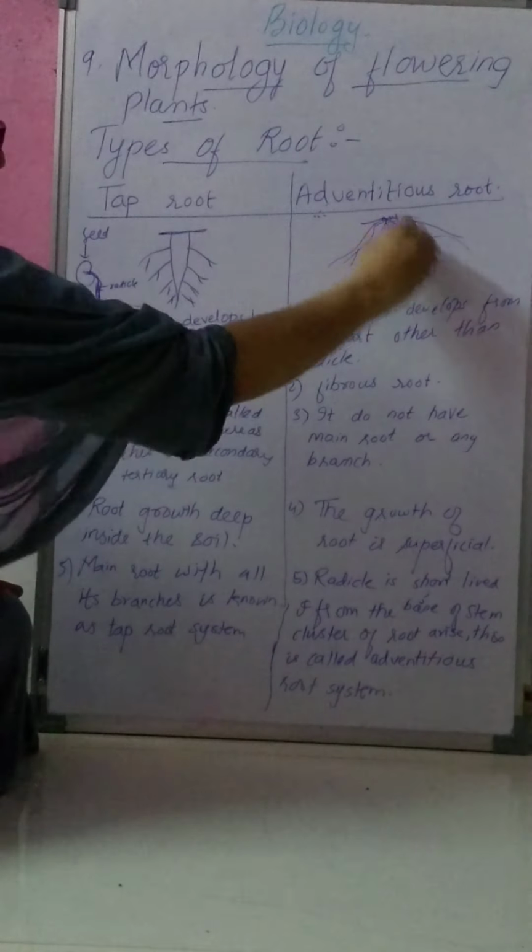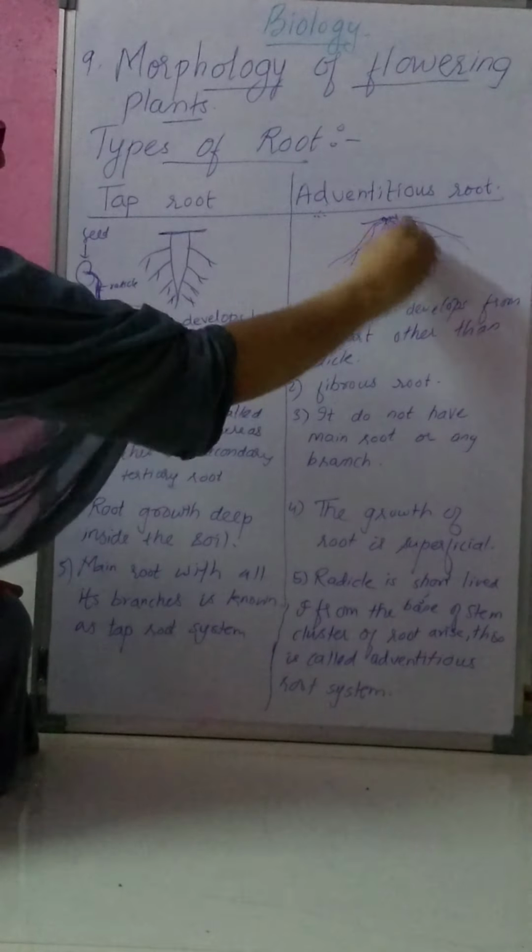Next point is taproots are seen in dicotyledonous plants. Taproots are seen in dicotyledonous plants like pea, bean, sunflower, etc. Okay, these taproots are mostly seen in dicotyledons. Whereas these adventitious roots are seen mostly in monocotyledonous plants. Examples are maize, wheat, sugarcane, etc.